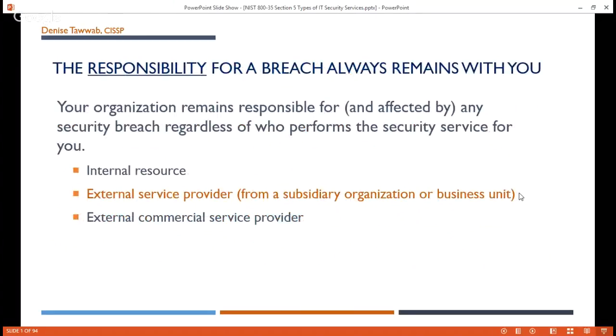No matter what service arrangement that you choose, please keep in mind that if there is a data breach, if there is a breach of any kind, the responsibility always remains with you. It is the responsibility of your company if you outsource. If, for instance, you get some services that are provided by a cloud provider and something happens, you don't get to blame the service provider. Data breaches always remain the responsibility of the organization.